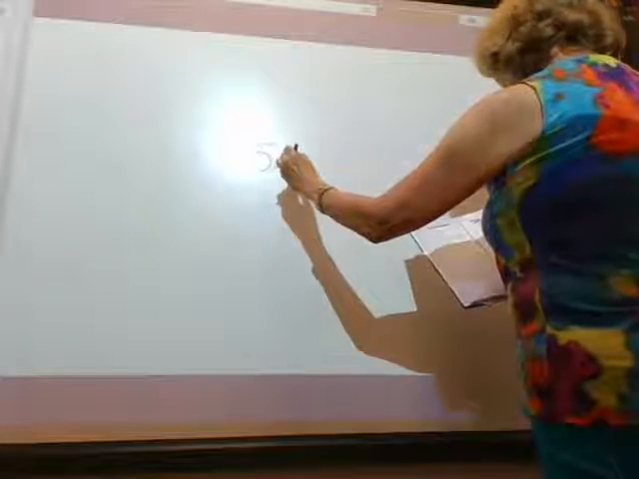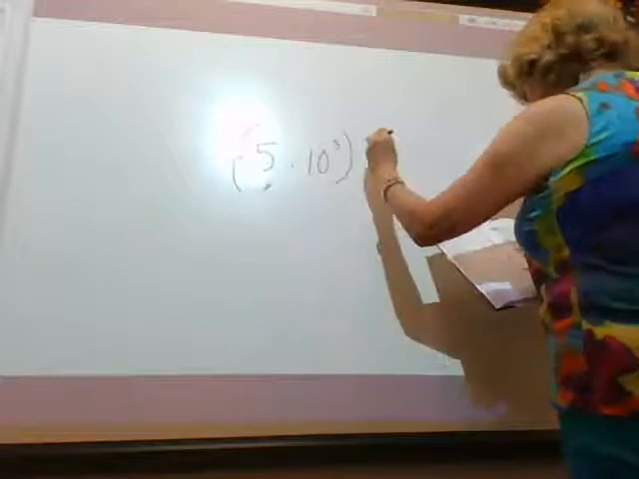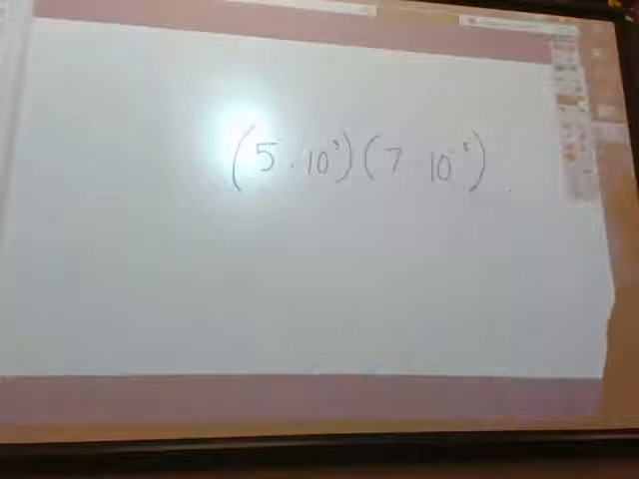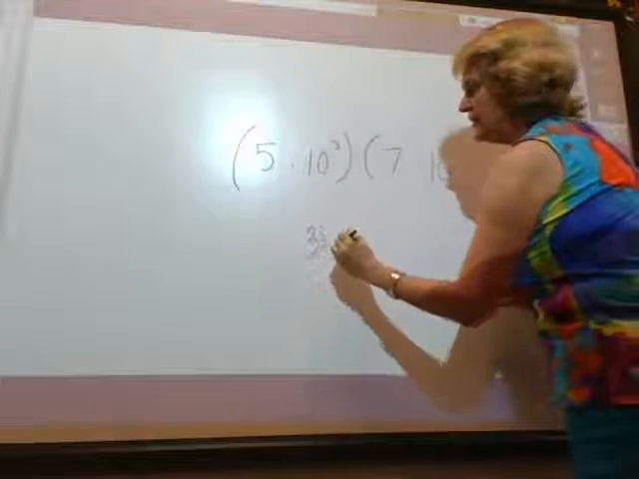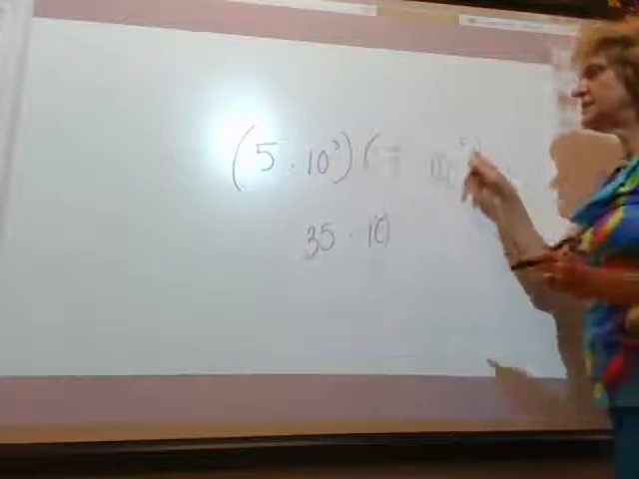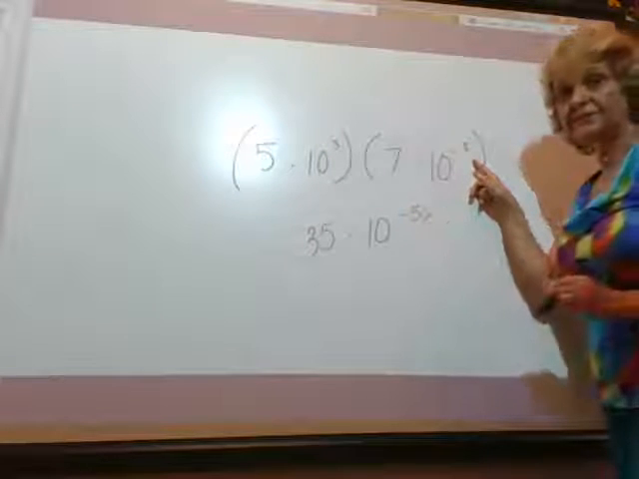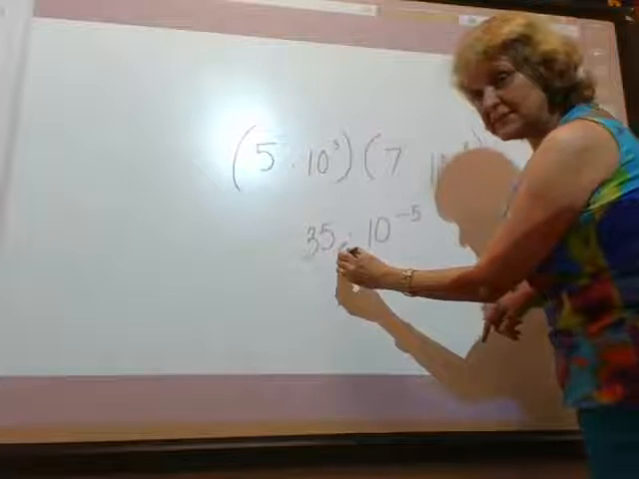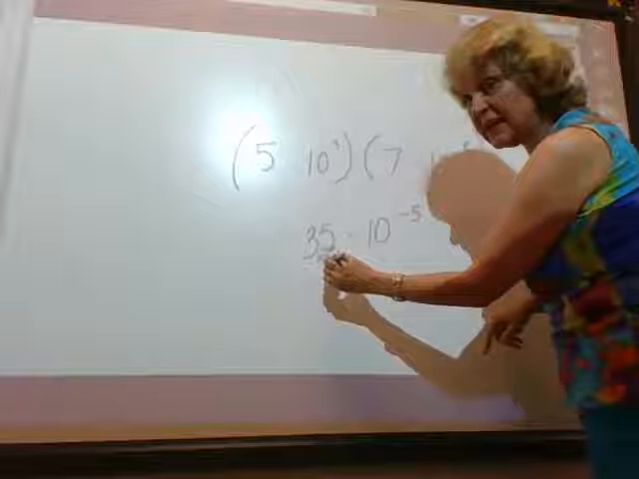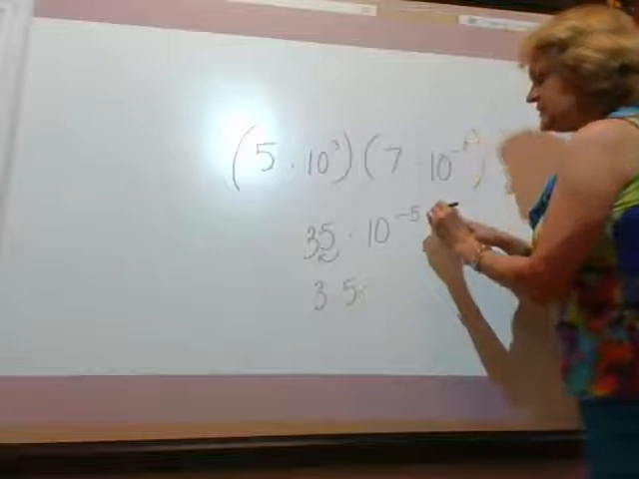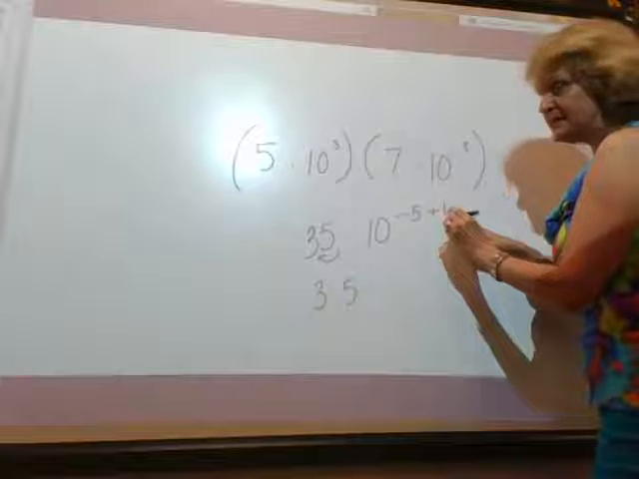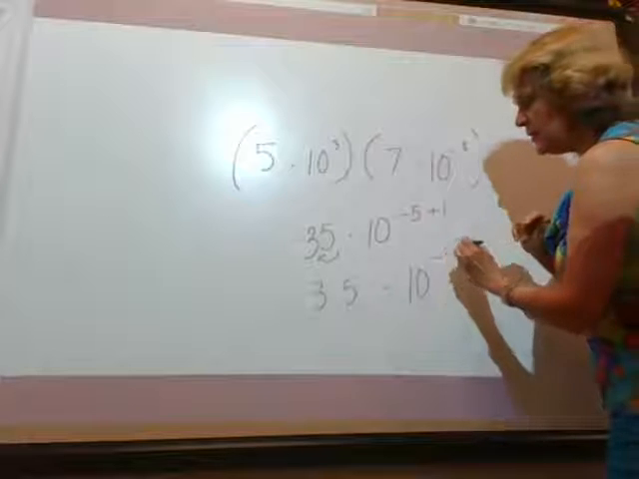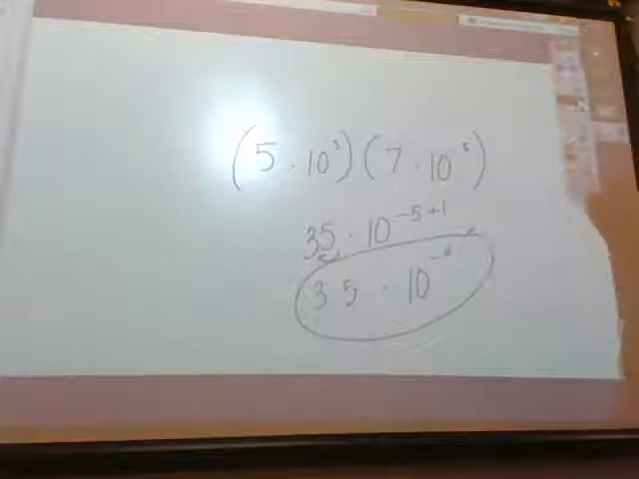We've got 5 times 10 to the third times 7 times 10 to the negative 8. Okay, so 5 times 7, 35, times 10 to the 3 plus negative 8, negative 5. This is not in proper form. So I know there's an implied decimal at the end. I'm going to move it 1 to the left. Left increases, so I'm adding 1 to this exponent. So I get times 10 to the negative 4. And that is our final answer.